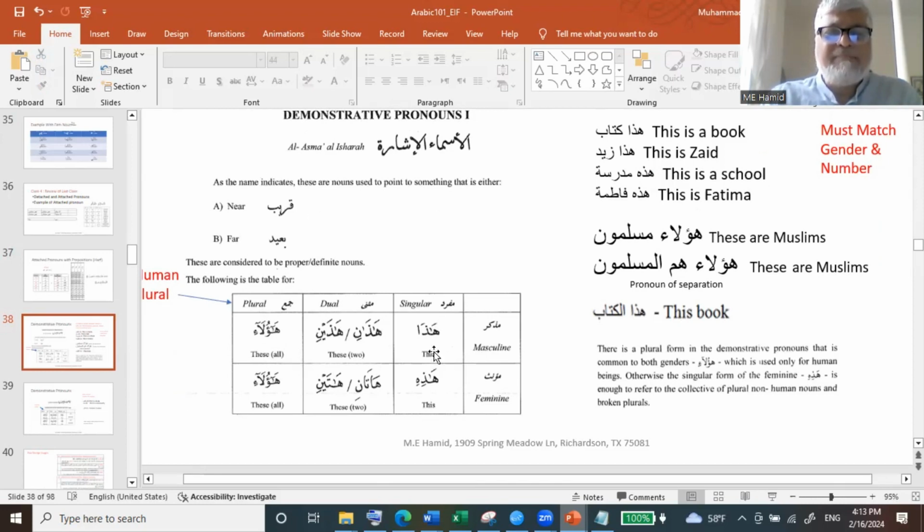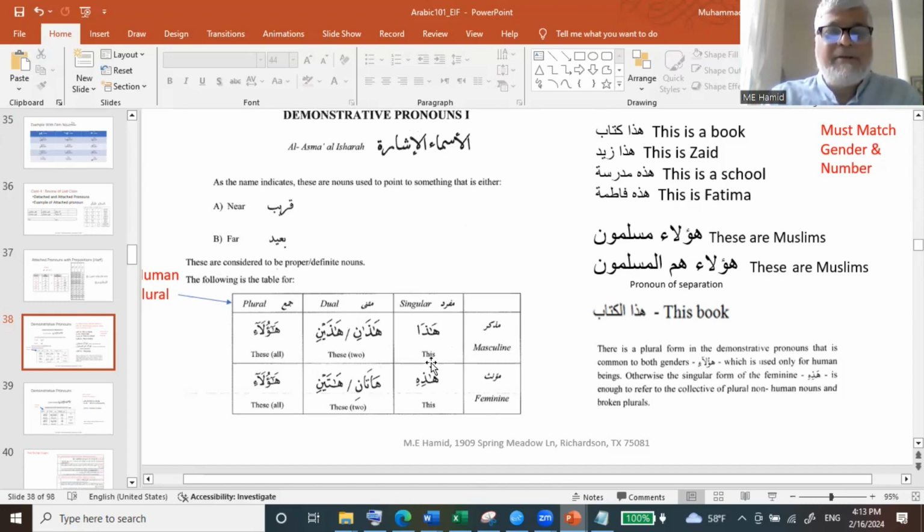In English we only have two kinds of pointers: this or these. This singular thing or these plural things, all in close proximity. Something is near to me. I say this book, these books. But in Arabic, it's more sensitive. You have to say this only to a masculine object.